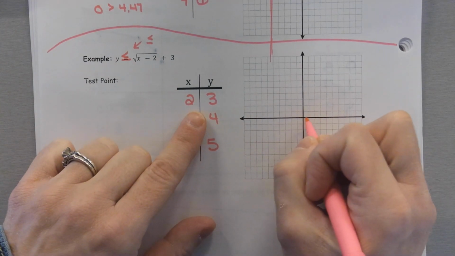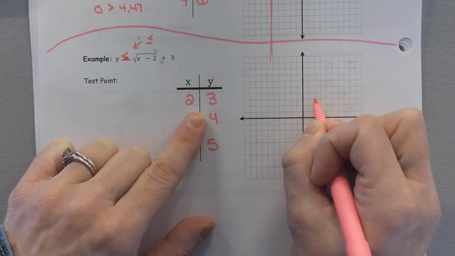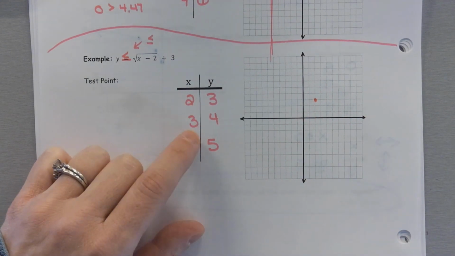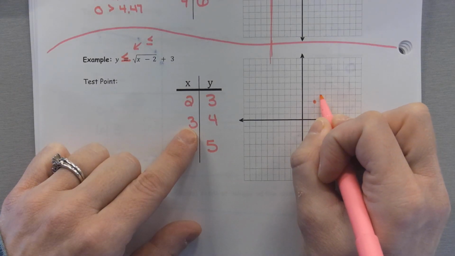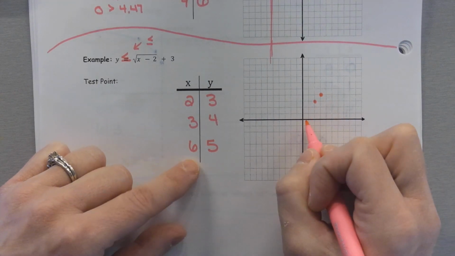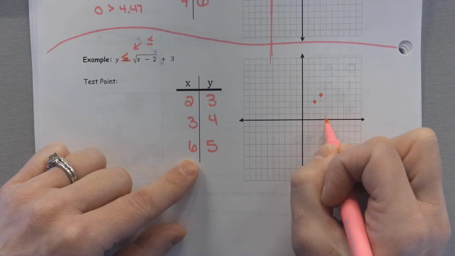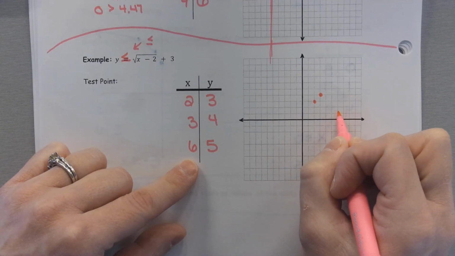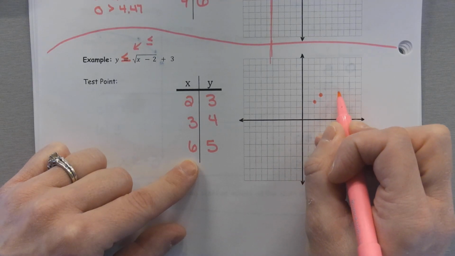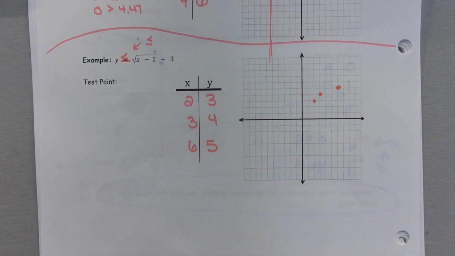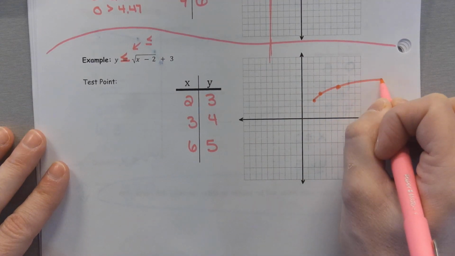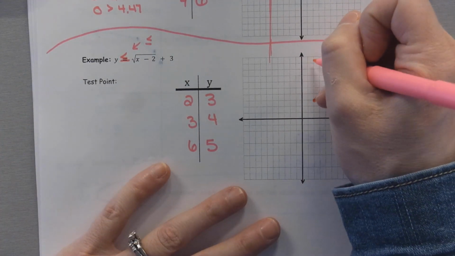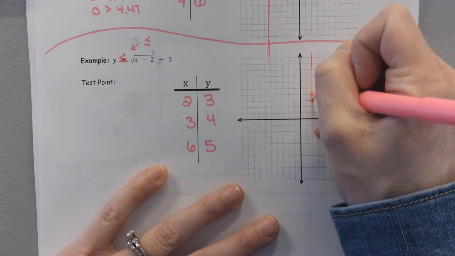All right, over 2, up 1, 2, 3. Over 3, up 1, 2, 3, 4. Over 6, up 1, 2, 3, 4, 5. Okay, before I draw in my curve, solid or dotted? That's solid. Solid because there's an equal to. Now, I'm going to draw myself my boundary again.